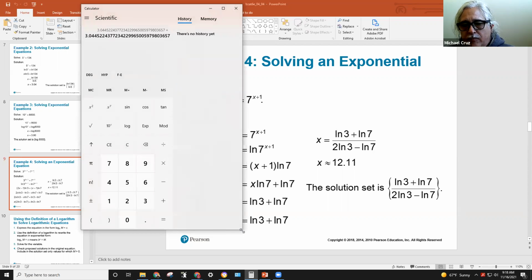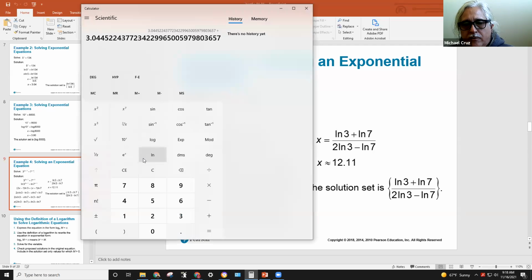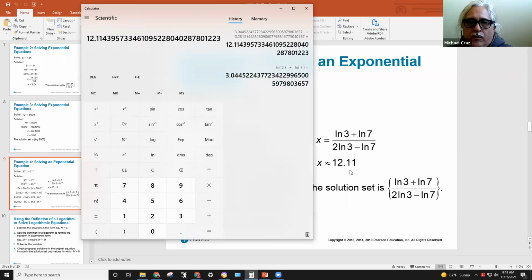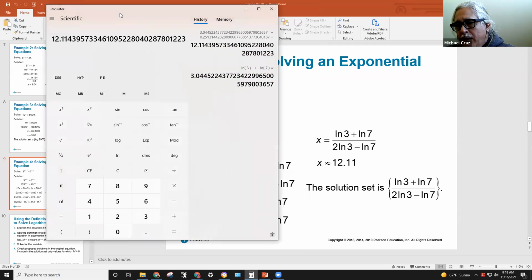Let's see if I can get this thing big enough, there it goes. So 3 ln plus 7 ln. There we go. And then divided by memory recall equals 12.11. All right. So you got to remember about that.